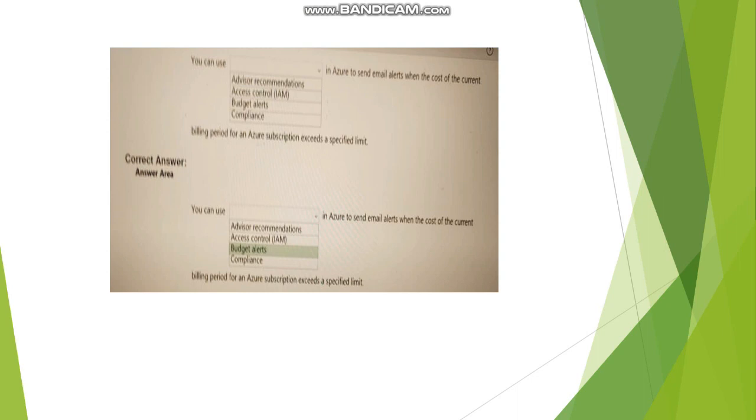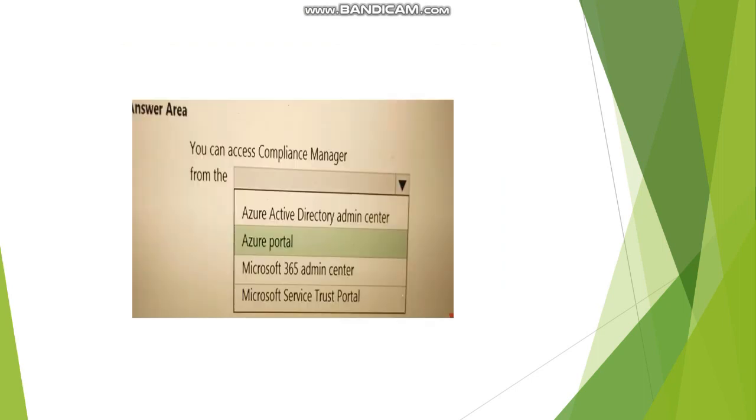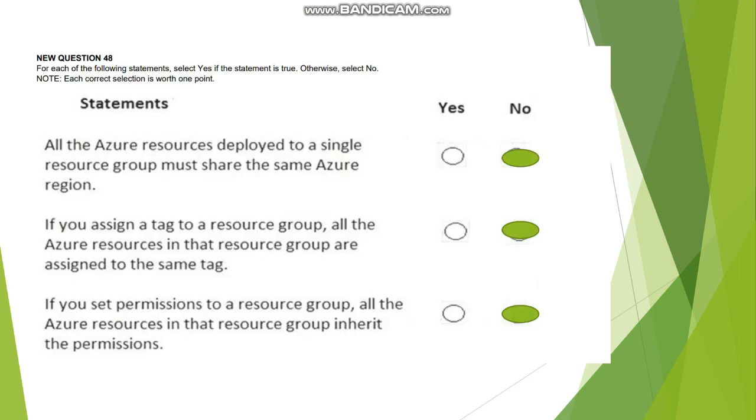Next question. You can use budget alerts in Azure to send email alerts when the cost of the current billing period for an Azure subscription exceeds a specific limit. Okay. Next question. You can access Compliance Manager from the Azure portal. This is the second last question. This is the last question of your video.